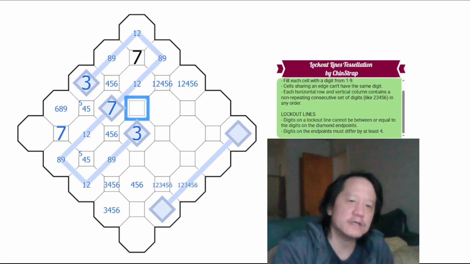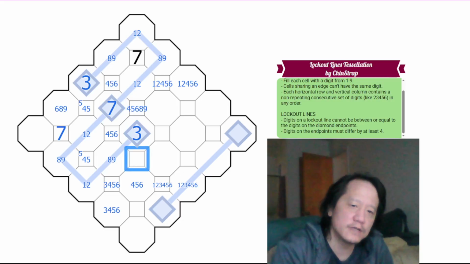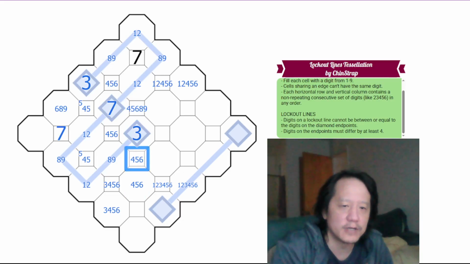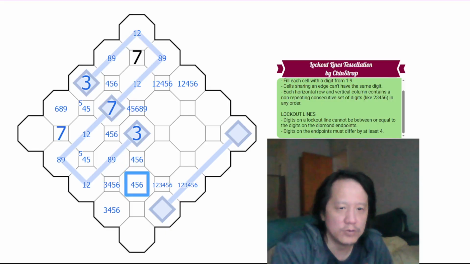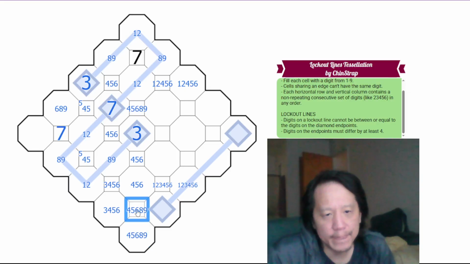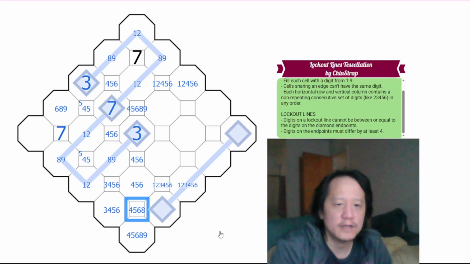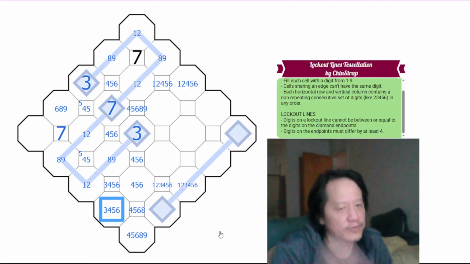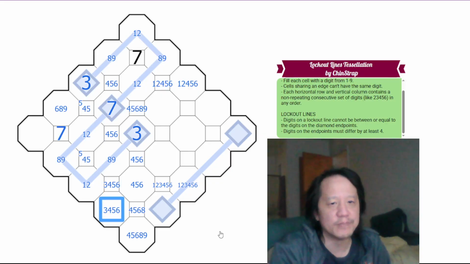Remaining digits in column 5: 4, 5, 6, 8, 9. It can't be 8, 9 because of the 8, 9 pair in the row. 4, 5, 6, 8, 9. This can never be 9 because it would have to be with 7 and 8 guaranteed, and it can't be with... This is 6 at most here.